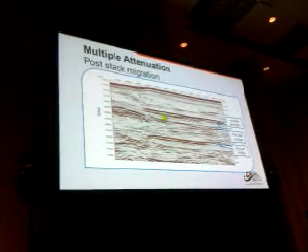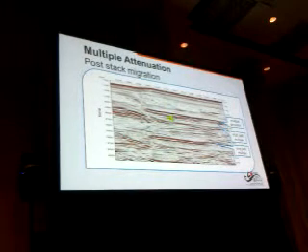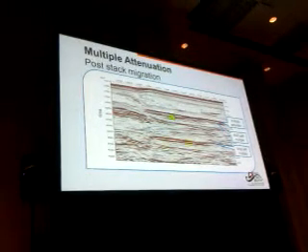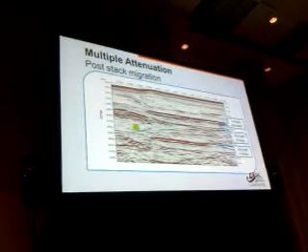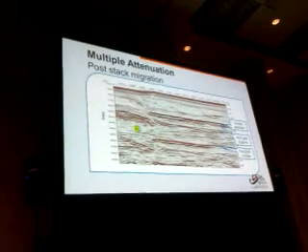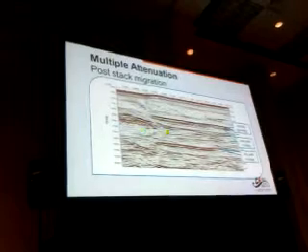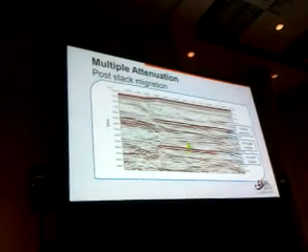Then you have the first segment multiple, which is a short path multiple, so it's very close to the primary. And this one here is the second, and the very strong one. There are more multiples in the section, but what I really like to discuss today are those two main types of events.